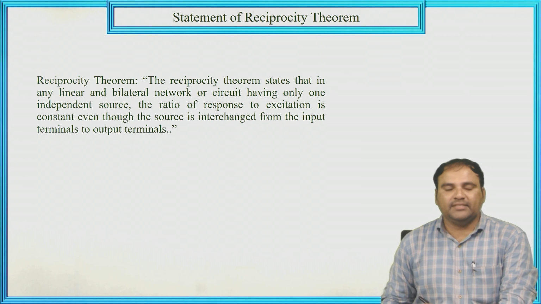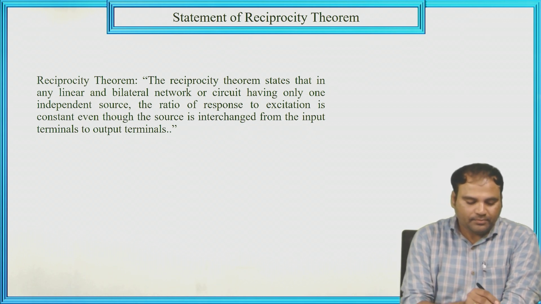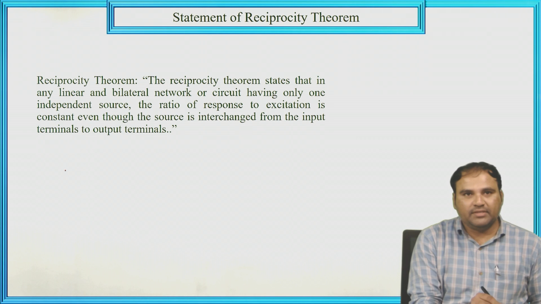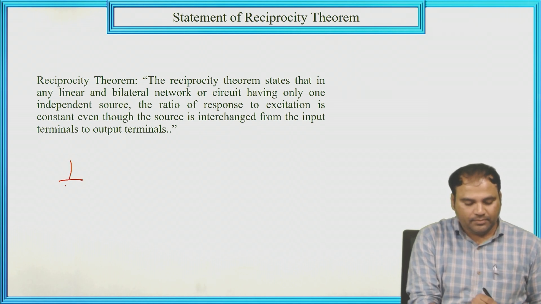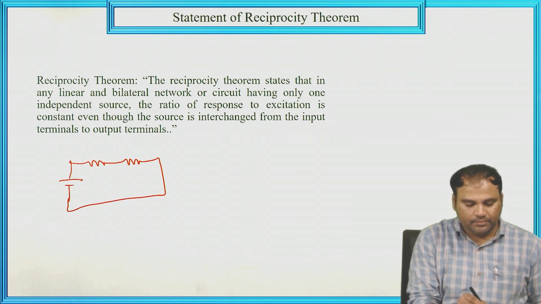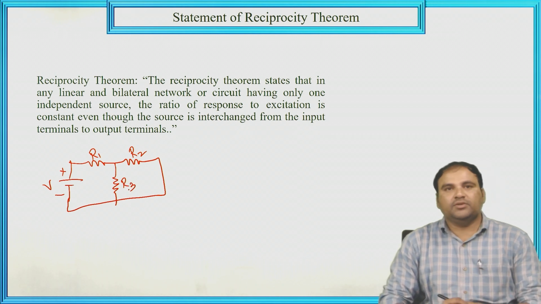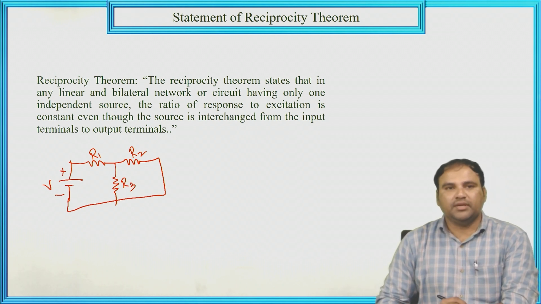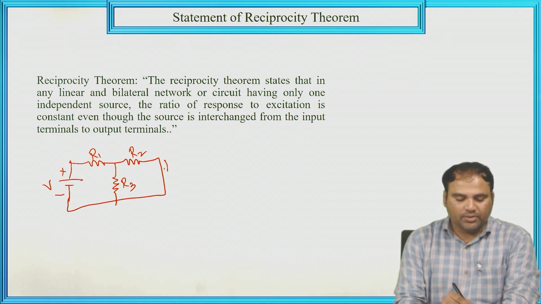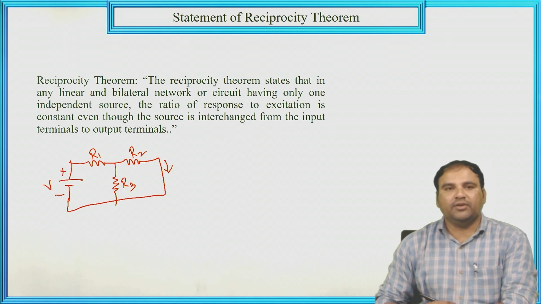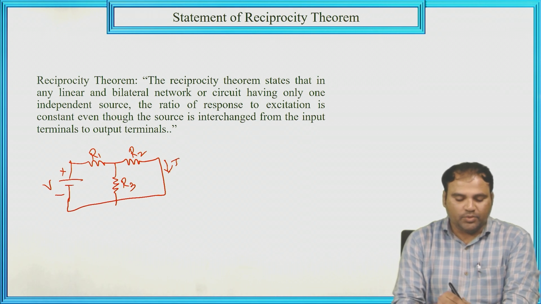For example, I am taking one circuit here. We have the voltage source, let us take it as V, and the resistors R1, R2 and R3. Suppose I need to calculate the current through the R2 resistor, which means we have to find the voltage and current ratio. I am taking this current as I1.